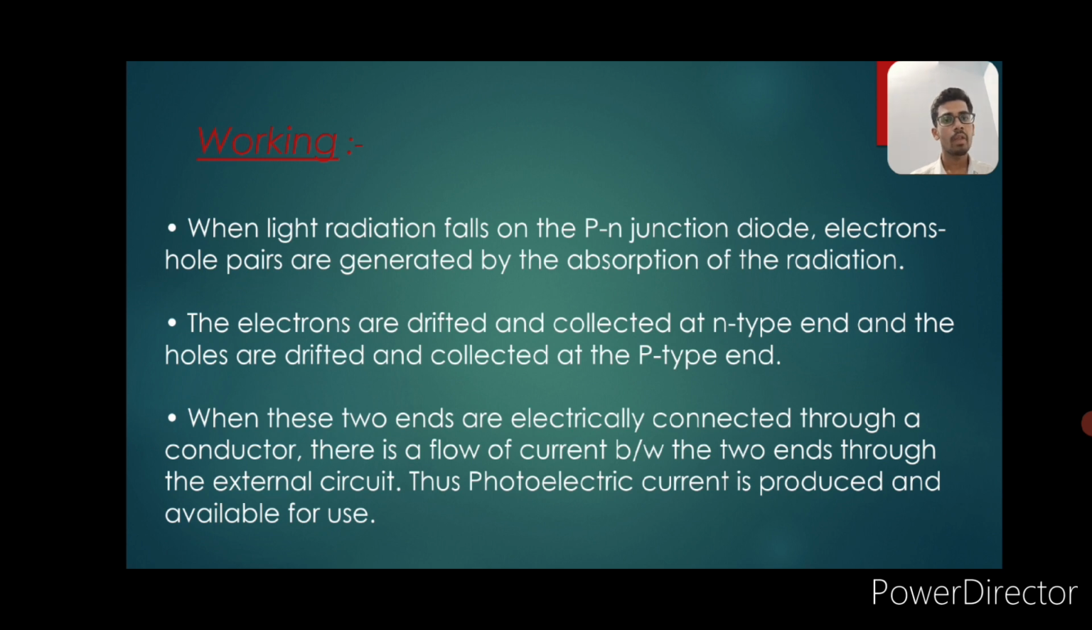When these two ends are electrically connected through a conductor, there is a flow of current between the two ends through the external circuit. When the electrons and holes come together and combine, the flow of electricity takes place in the circuit. This photoelectric current is produced and available for use.